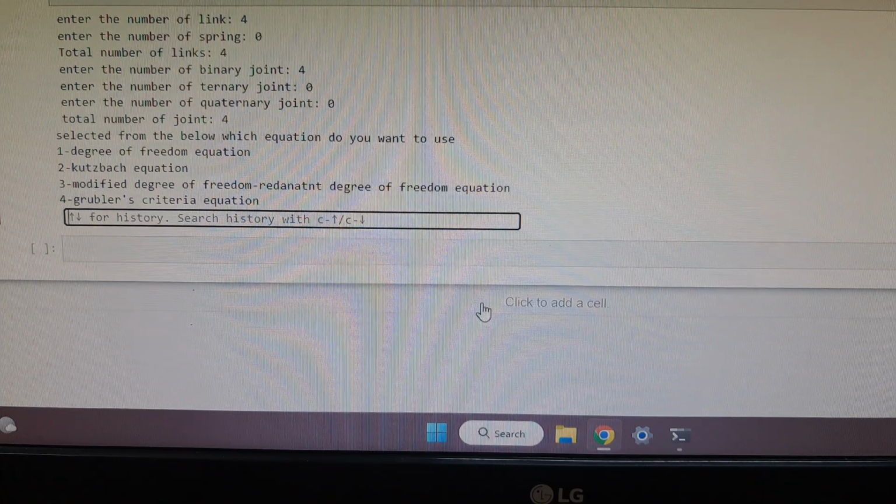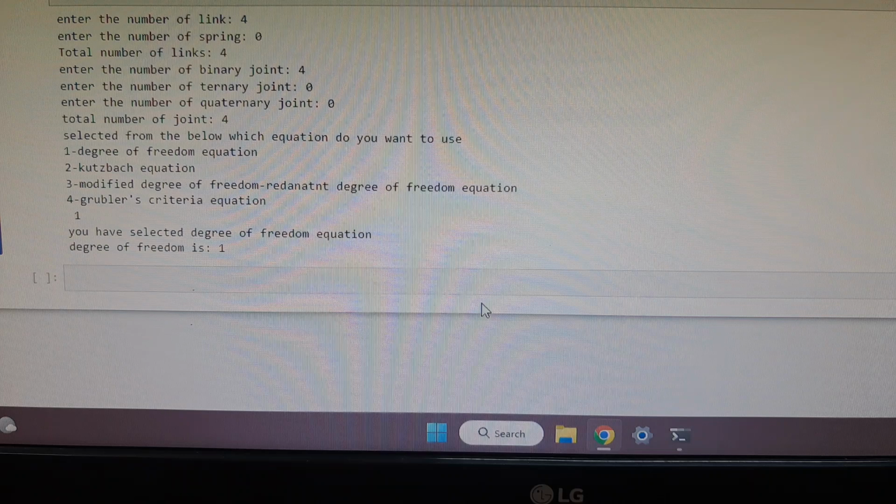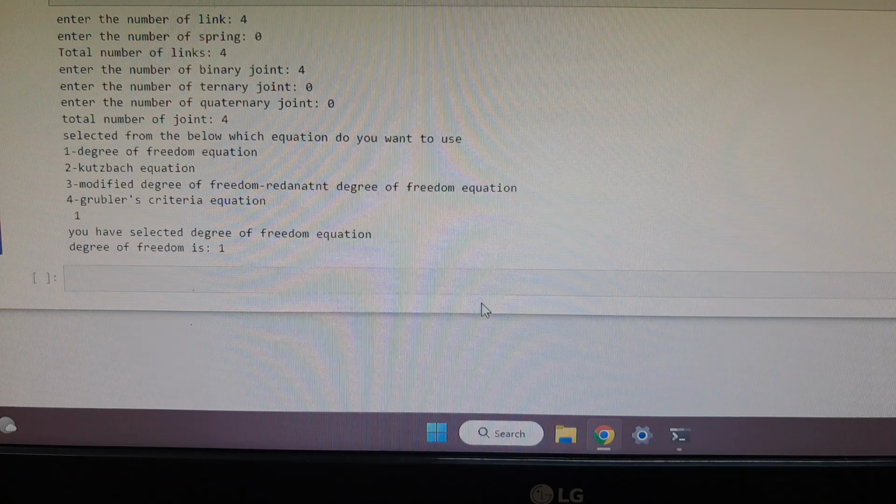First is the degree of freedom equation. Second is Kutzbach's equation. Third is the modified degree of freedom equation, also called the redundant degree of freedom equation, and fourth is Kutzbach's creation equation. We have selected the first equation, the degree of freedom equation, and after selecting it, the answer shows that the degree of freedom is 1.